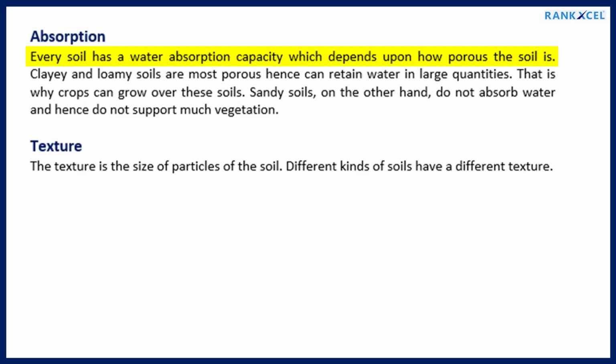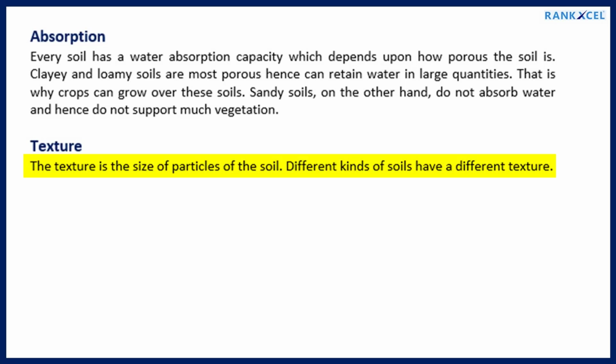Absorption. Every soil has a water absorption capacity which depends upon how porous the soil is. Clayey and loamy soils are most porous, hence can retain water in large quantities. That is why crops can grow over these soils. Sandy soils, on the other hand, do not absorb water and hence do not support much vegetation.